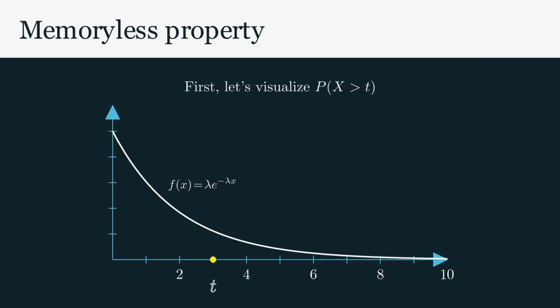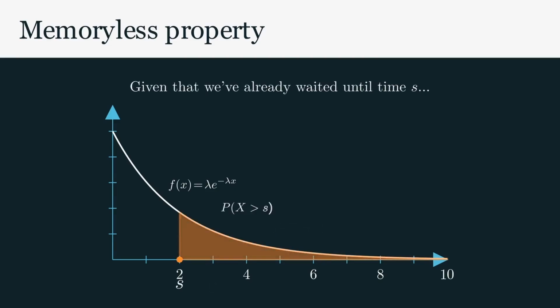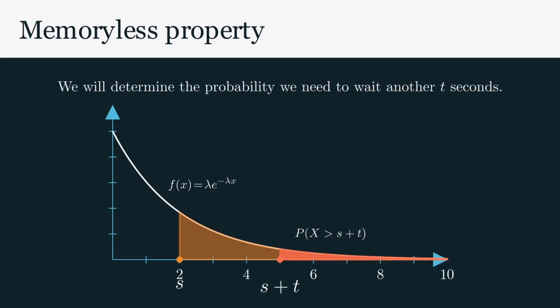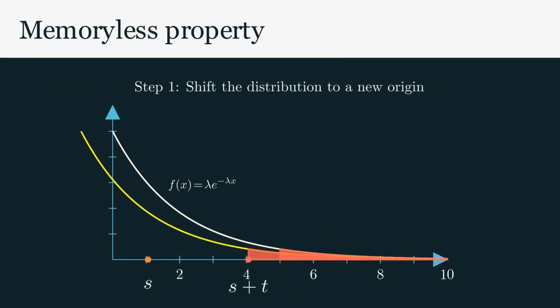If we look at the probability that x is greater than t, that corresponds to this area under the distribution curve. Now, I want to relate this to another probability. Namely, if we've already waited s seconds, I want to know the probability that we have to wait another t seconds. To get this conditional probability, we need to adjust this curve a bit, because if we've already waited s seconds, s is really our time 0, so we have to shift our distribution to this time 0.